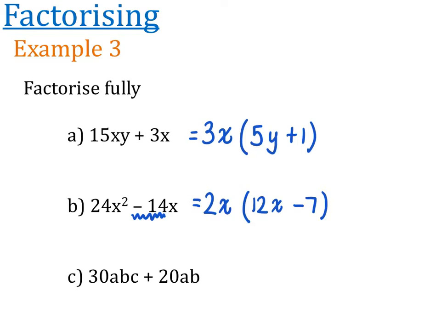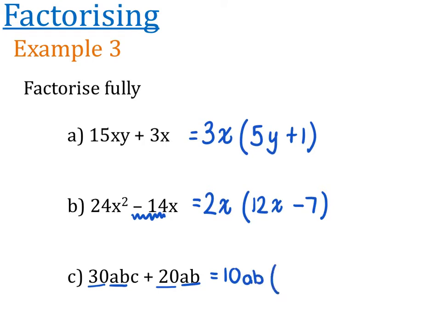All right, and the last one for today, we've got 30ABC plus 20AB. So let's start by asking ourselves, what do 30 and 20 have in common? And they have 10 in common. And what do ABC and AB have in common? They've just got AB in common. So we can actually take out 10AB.